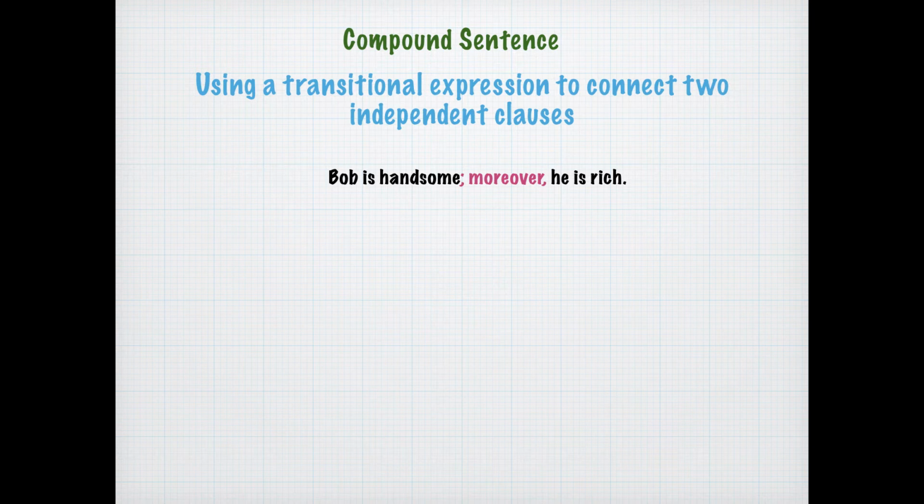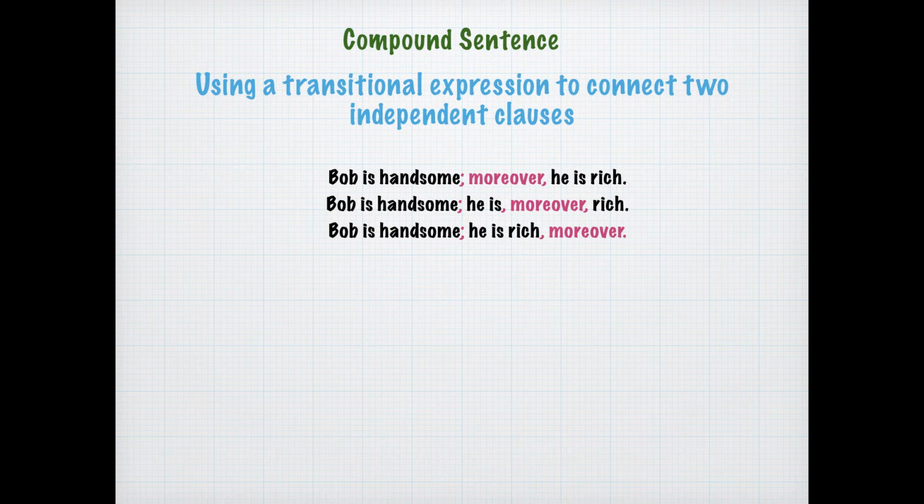So notice the sentence begins with an independent clause, then it's followed by a semicolon, a conjunctive adverb, and then a comma, and then the rest of the independent clause. He is rich. So the conjunctive adverb only shows up in the second independent clause. It's not used in the first part. However, it can float around, it could begin in the beginning of the sentence, the middle, or the end. Bob is handsome, semicolon, he is, comma, moreover, comma, rich. Or at the end. Bob is handsome, semicolon, he is rich, comma, moreover, period.